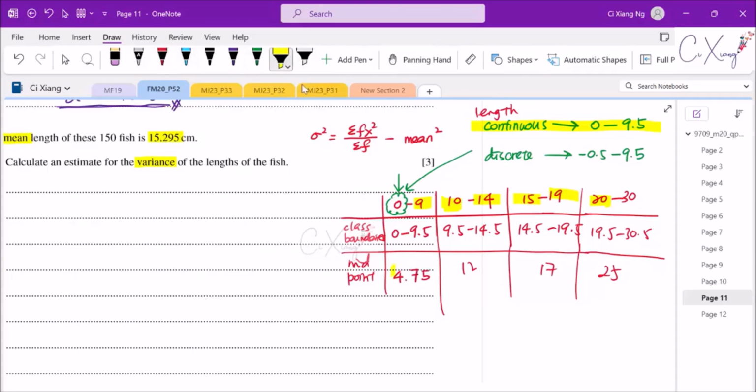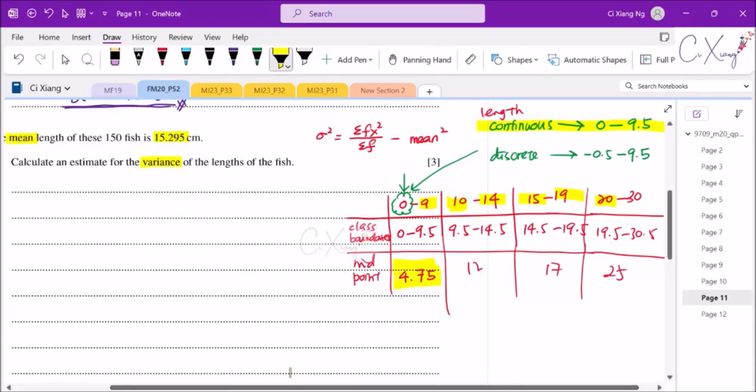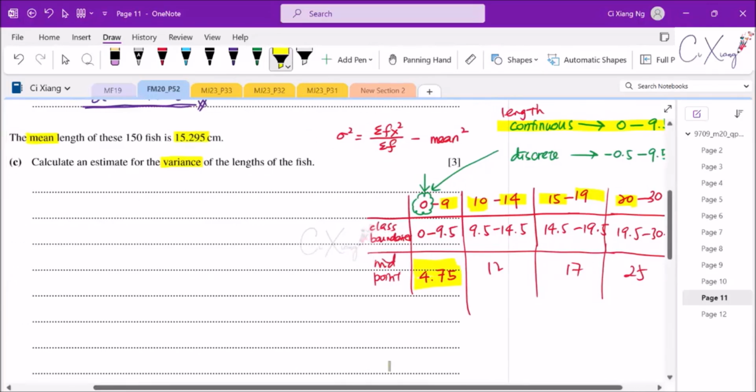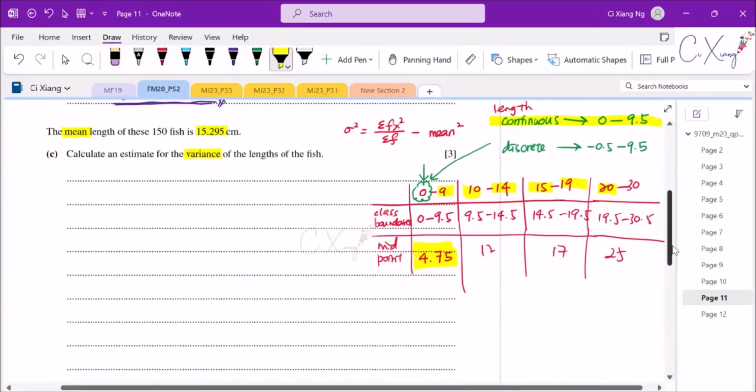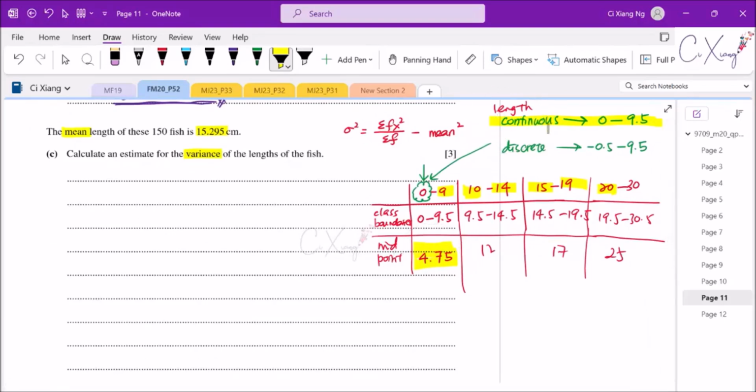To me, this is a special part that you need to be very careful about, because I believe quite a number of students are not aware of this. When the grouping starts with 0, there's a small part you need to take note of. This is a length, which is a continuous random variable, therefore it cannot be a negative value. So the 0 cannot be adjusted to become negative 0.5. We should remain it as 0. So our midpoint is affected, which is 4.75 here.